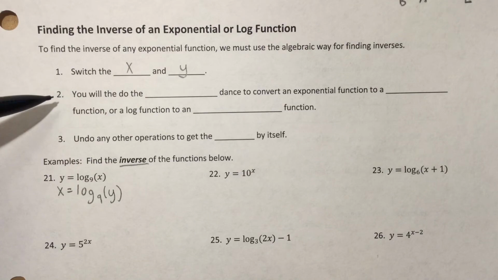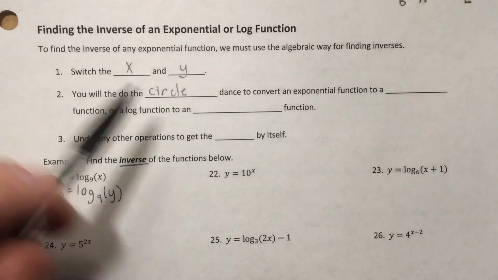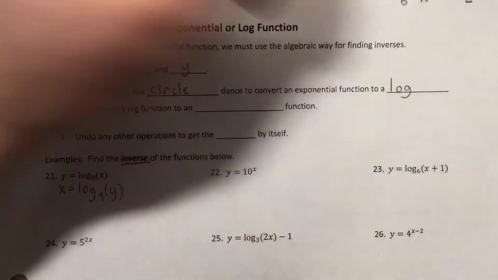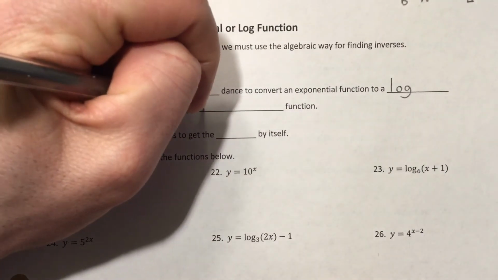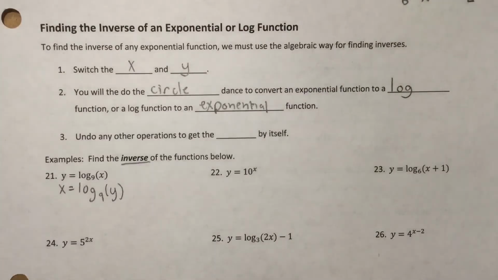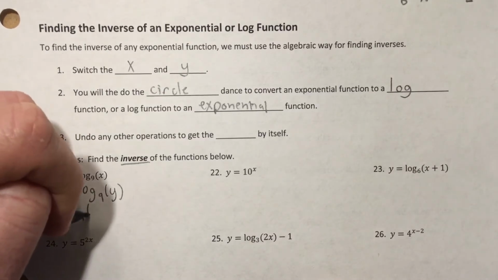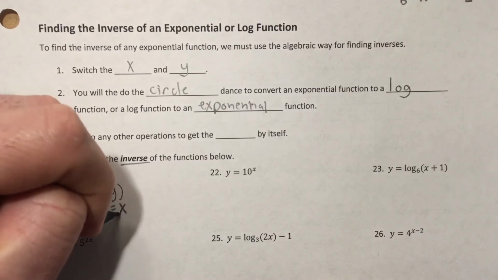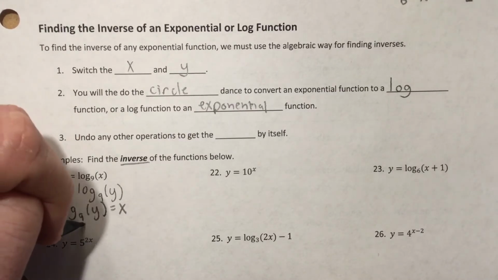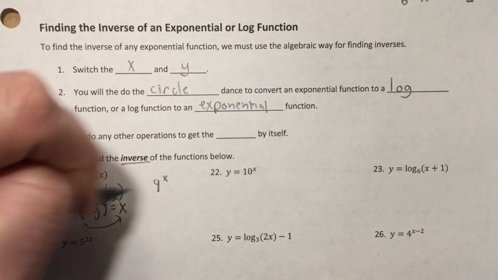Then you will do the circle dance to convert exponentials to a log, or a log to an exponential. And again, besides the circle dance, you could also do BAE if you'd like. Normally when we do the circle dance, the variable's on the right, so I might want to put that x on the right, and now I do my circle. So I'd have 9 to the x equals y.